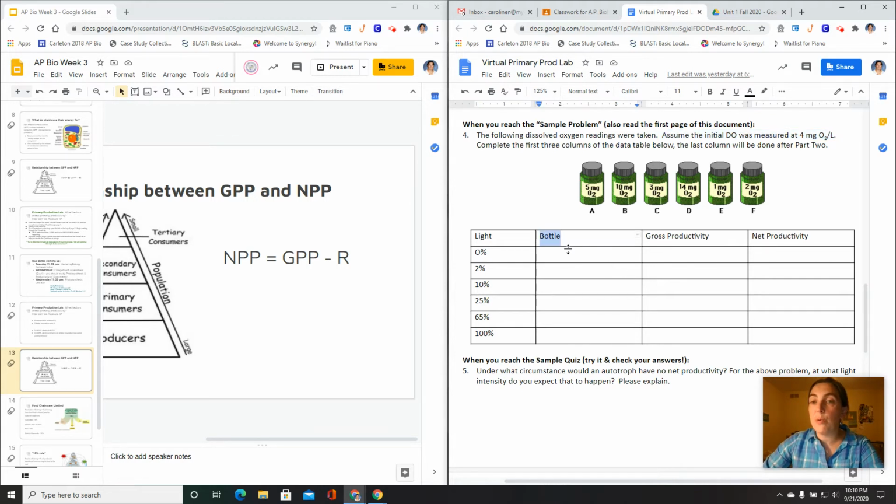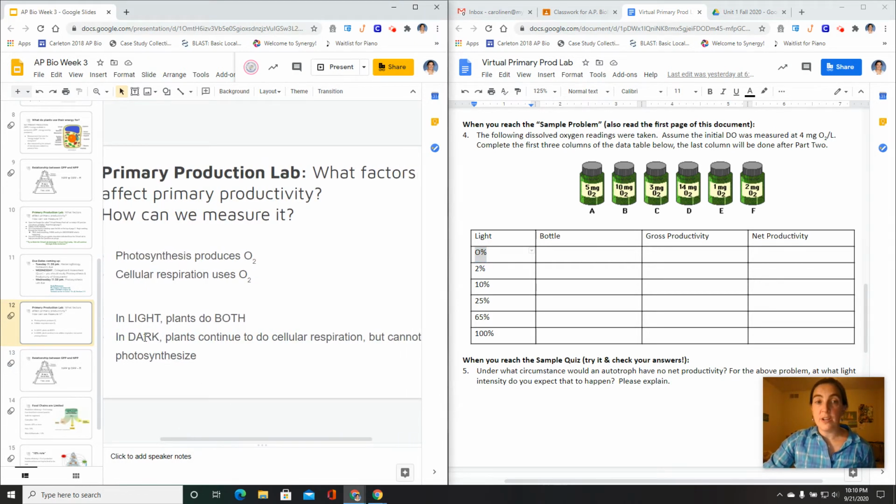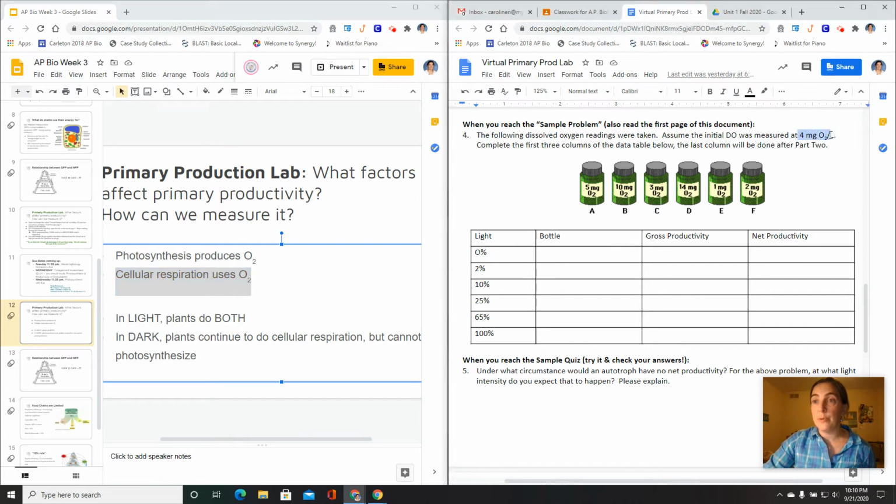The first thing it asks you to do is figure out which bottle is which. Before you can do your calculations, you need to logic your way through this a little bit. You can see this first row on the table is a bottle that had 0% light, which means it was in the dark. Again, we're going to look at our slides over here on the left. We just said in the dark, plants or producers will continue to do cellular respiration, but cannot do photosynthesis. And above that on this slide, we said cellular respiration uses up oxygen. So if we started with 4 milligrams of oxygen per liter, and the only thing happening in there was a whole bunch of cellular respiration, what would you expect to happen to the amount of dissolved oxygen in that bottle?